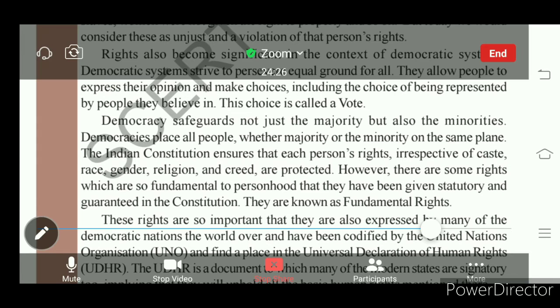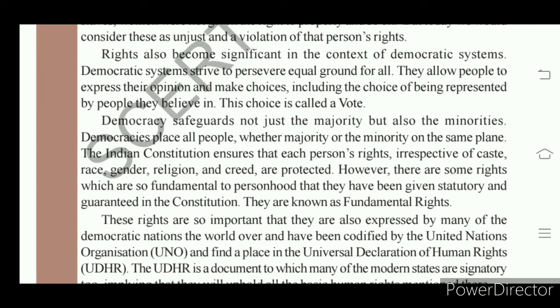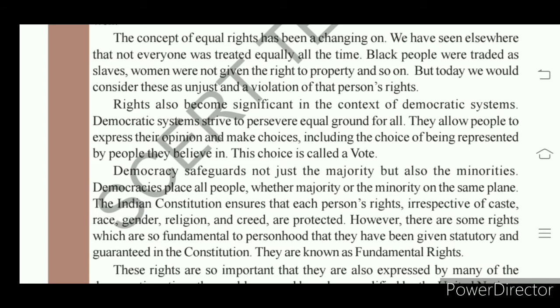Understand? And another thing is that democracy also safeguards minority rights, right? It also gives priority to the minorities. We find that along with the majority people, there is recognition of the minorities. Democracies place all people at equal status, whether majority people or minority people, right? We have seen in Belgium, right? In the example of Belgium, we have seen minority people and majority people are placed at the same position in democracy. So majority people and minority people will enjoy equal status in democracy, right?